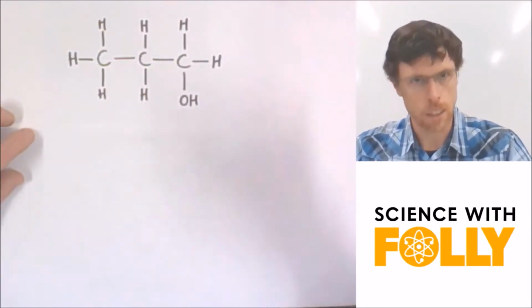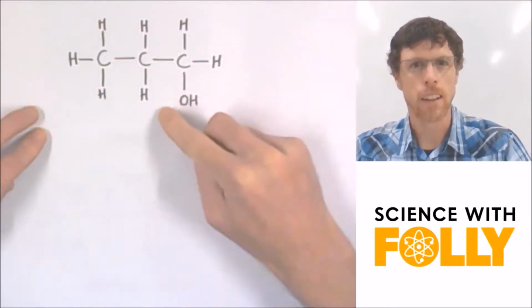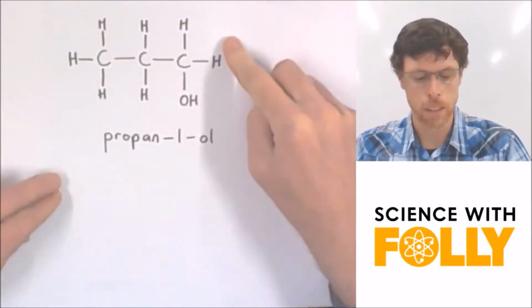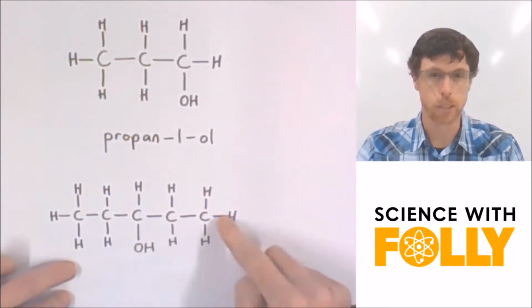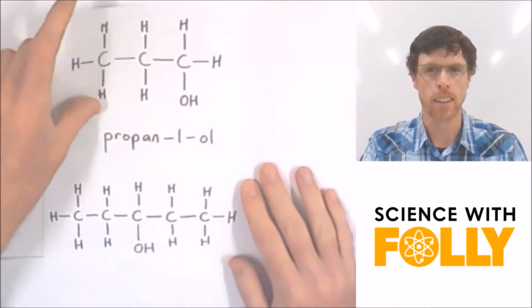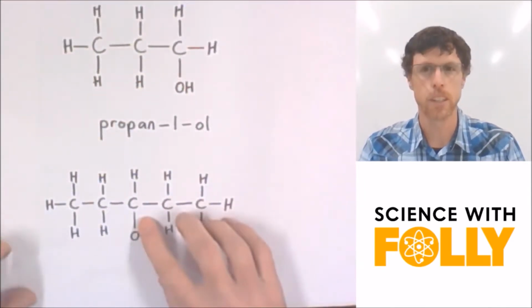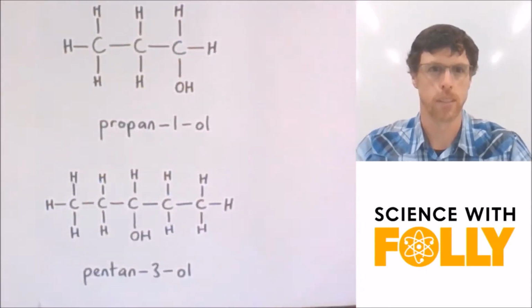1, 2, 3, it's a propan, and the OH group is coming off number 1, so it's propan-1-ol. Down here, 1, 2, 3, 4, 5, pentan, and the OH group is coming off number 3, pentan-3-ol.